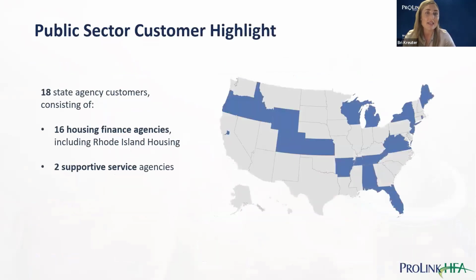Again, of those 18 state housing agencies, you can see 16 of them are using pretty much the ProLinkHFA product suite with 2 supportive services agencies. You can see a small little area in California representing a supportive services agency, and the other is actually in New York. New York uses ProLinkHFA, and also a separate agency uses our supportive services module.